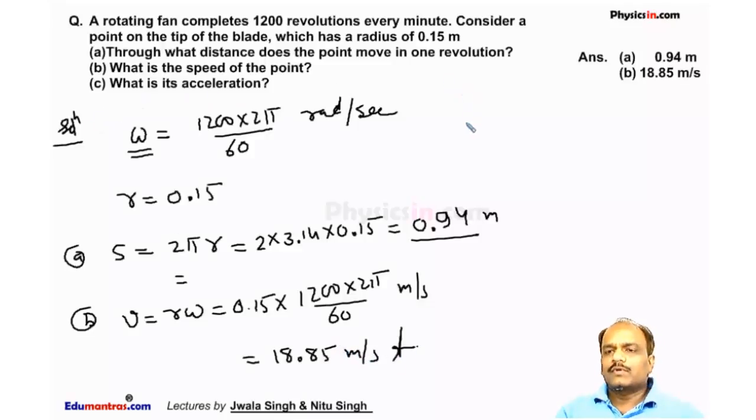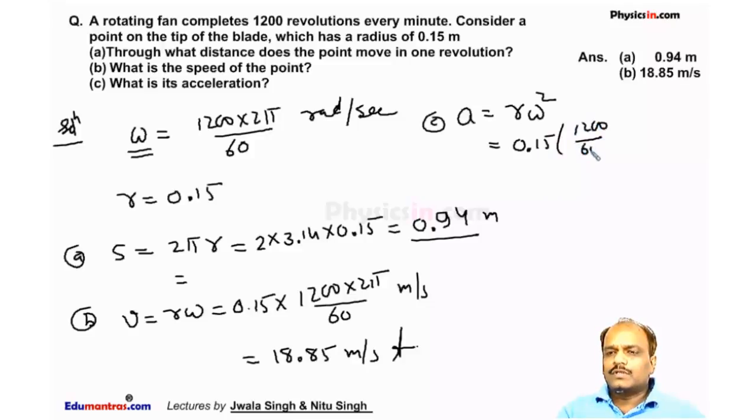What is the acceleration? We know acceleration is, C part, acceleration is r omega square. So r we know it is 0.15 and omega is 1200 divided by 60 into 2 pi, whole square. So solving it we get the acceleration, which is in meter per second square. This is the C part.